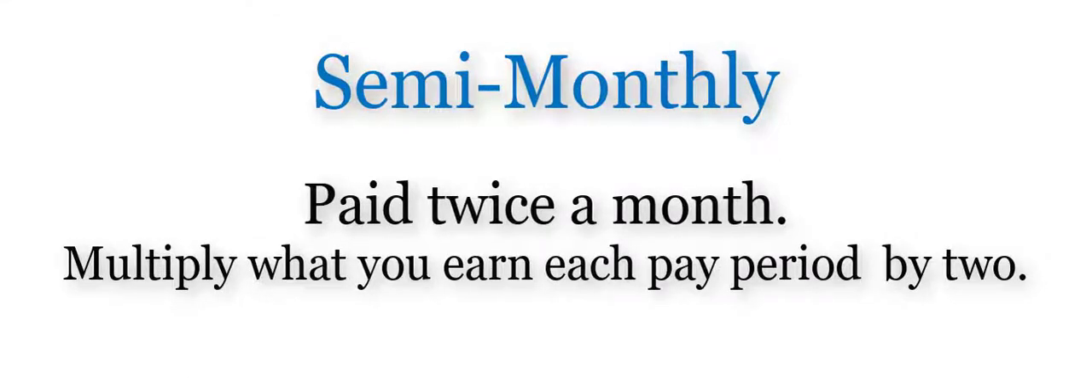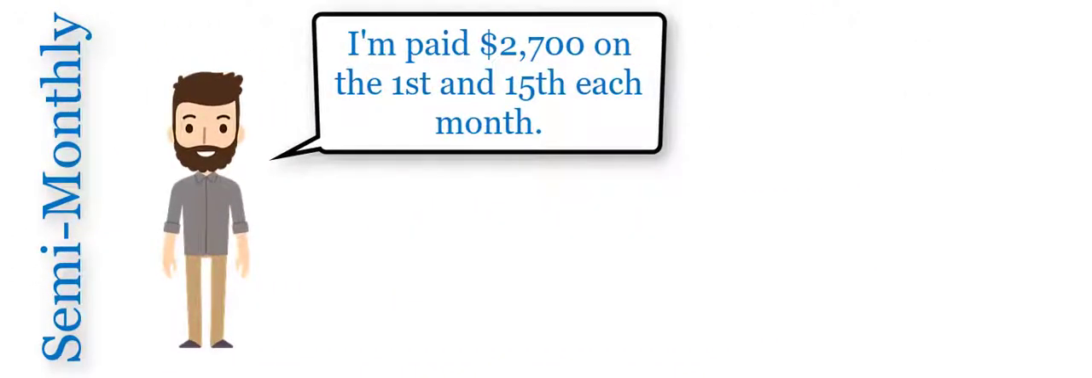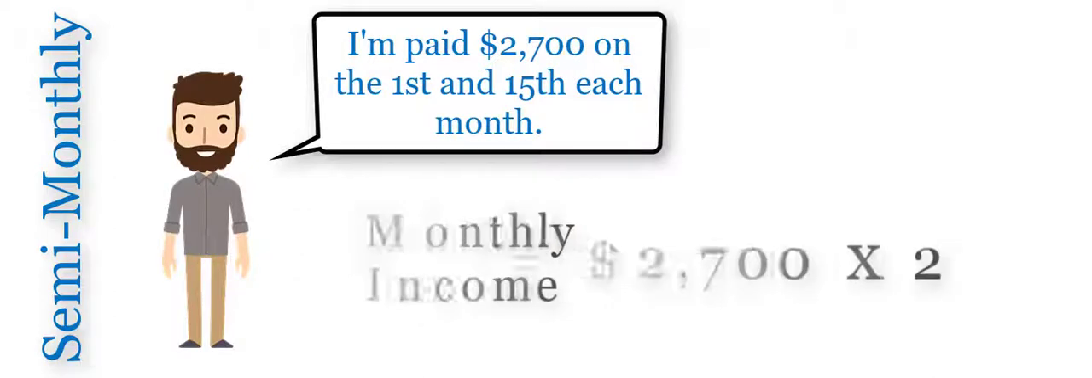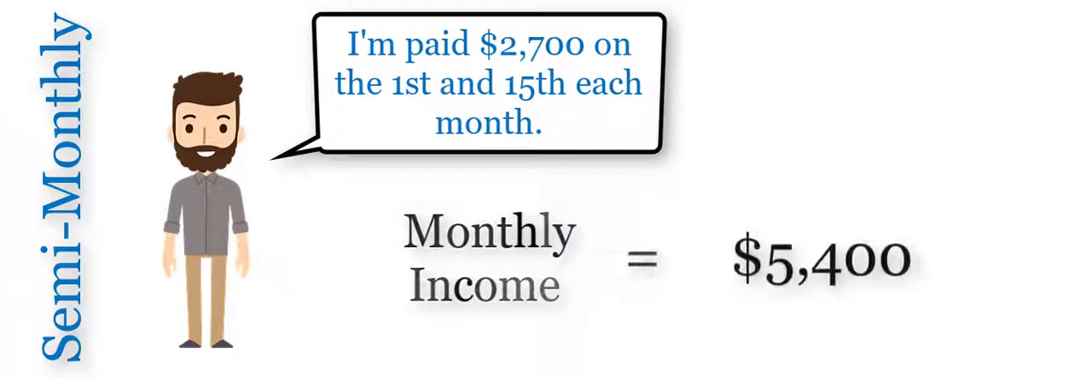To get your monthly income, simply double your pay. Example, say you make $2,700 twice a month, multiply by 2, you make $5,400 every month.